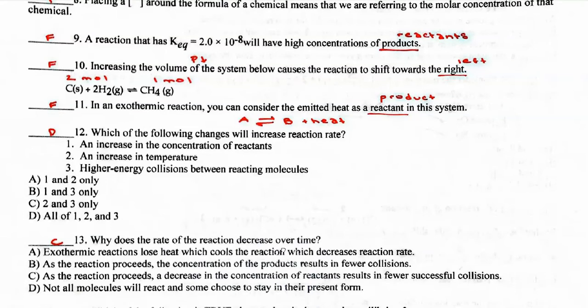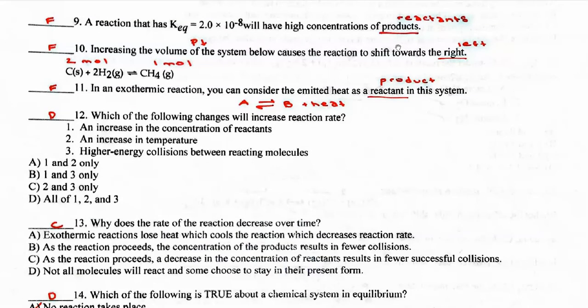10, increasing the volume of a system below causes the reaction to shift. Okay, so if I increase volume, what that means is I'm decreasing pressure. And remember, if I'm decreasing pressure, I'm moving from the side with fewer number of moles of gas towards the side with more. And if you notice, this wouldn't count as a mole of gas because it's a solid. So here I've got 2 moles on this side, 1 mole on this side. So I'm going to scoot over to the left if I decrease pressure.